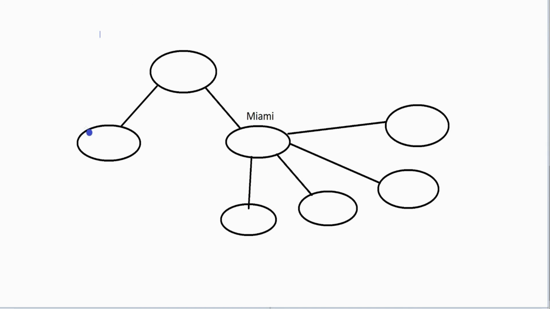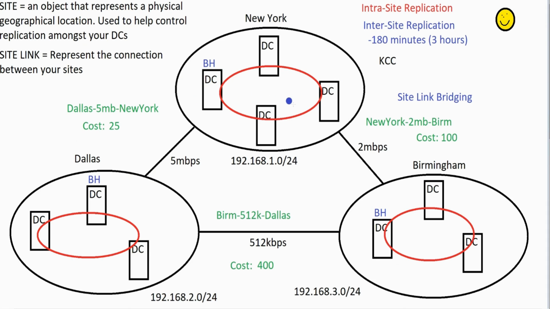So that also, though, does mean that when something changes over here, Miami has to learn about it, and then at that point, Miami, when the next 3-hour time interval hits, it'll replicate it here. So that's the idea of site link bridging, okay? So site link bridging is turned on for all sites by default, and then if you want to alter that, you can, okay? All right.